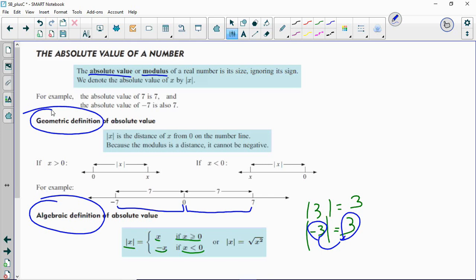And yet a second algebraic definition is to note that the absolute value of a number is equal to the square root of that number squared. And that works for negatives as well, because we could take any negative number, say -3, square it to get 9, and then take the square root of that. And the square root of 9, as we discussed in the previous video, is just 3.